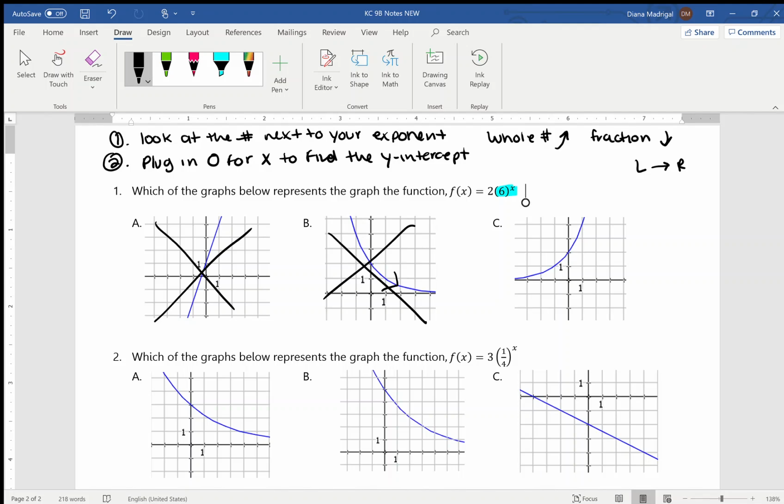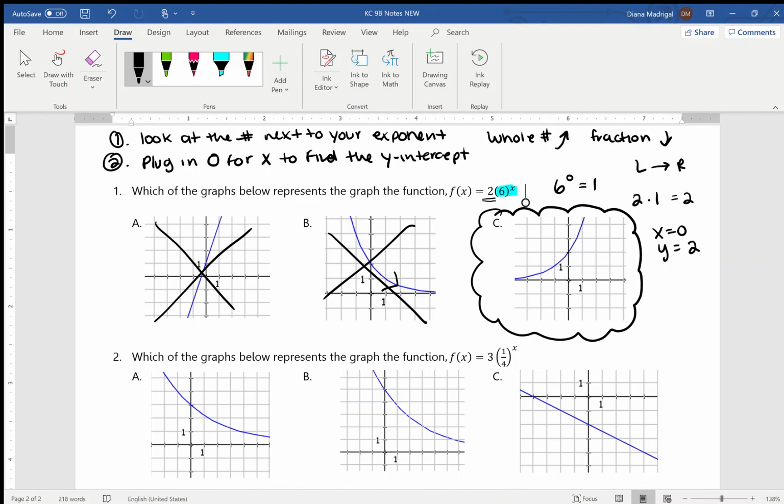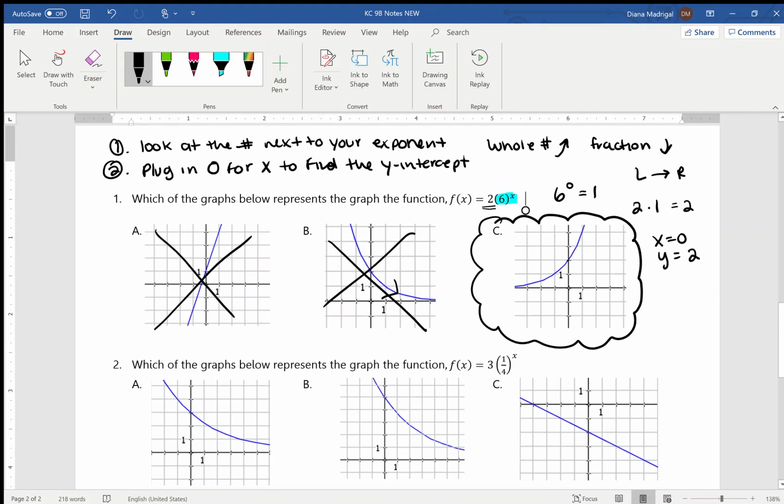So for example, in question 1, your y-intercept should be 2. Why? Let's check if it's true. Remember, when I plug in 0 for an exponent, 6 to the exponent of 0 will always be 1. So that's 2 times 1, which is 2. When x equals 0, y equals 2. As you can see, it does cross through the y of 2. So yes, option C is my answer. Those are the two steps that you always want to be looking at.